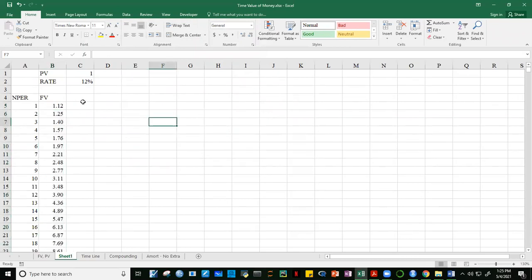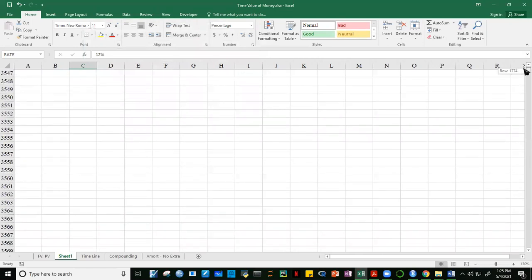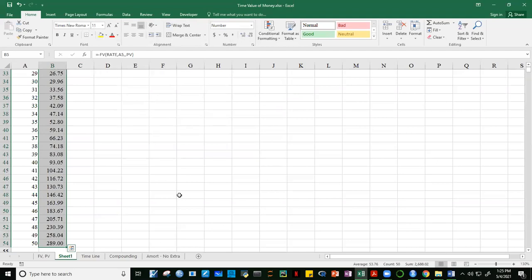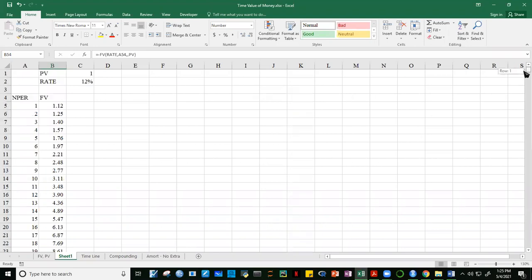So notice, guys, kung 1 year lang, yung 1 peso natin, after 1 year, it's 1.12, assuming that the rate is 12%. Kung 50 years natin, after 50 years, guys, control shift down arrow, yung 1 peso naging 289 pesos. Of course, kung 1 million yan, naging 289 million yan.